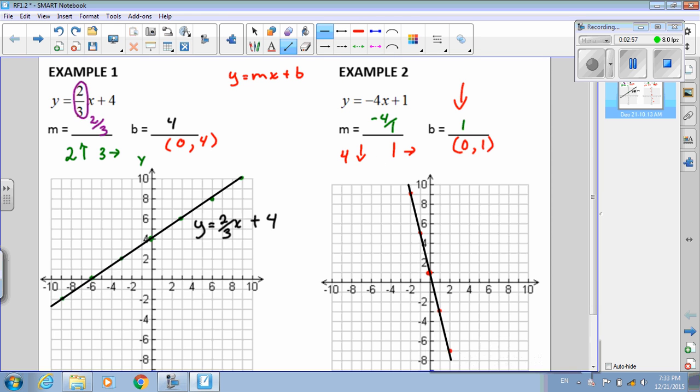And here we go. That would be my equation, which would be represented by the following equation here. y equals -4x plus 1.